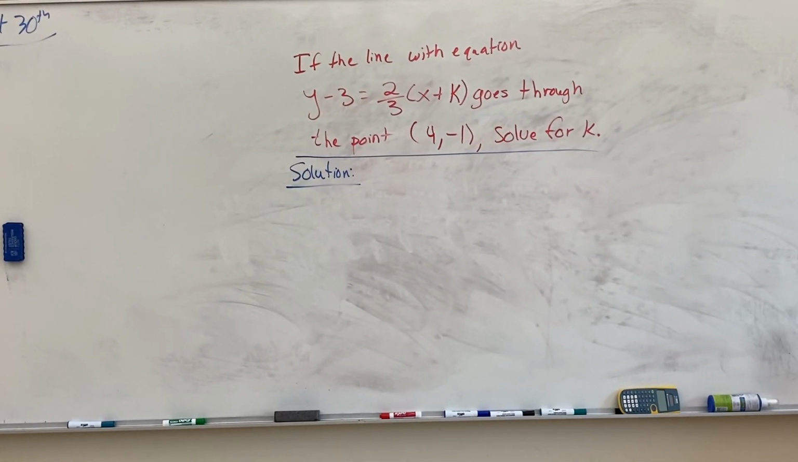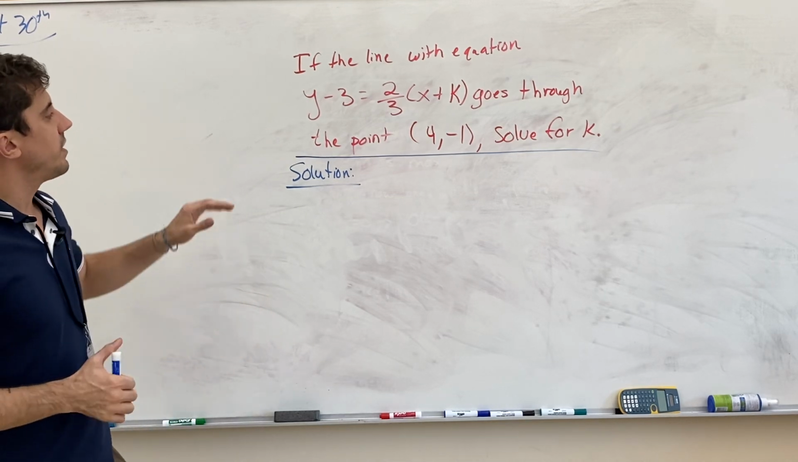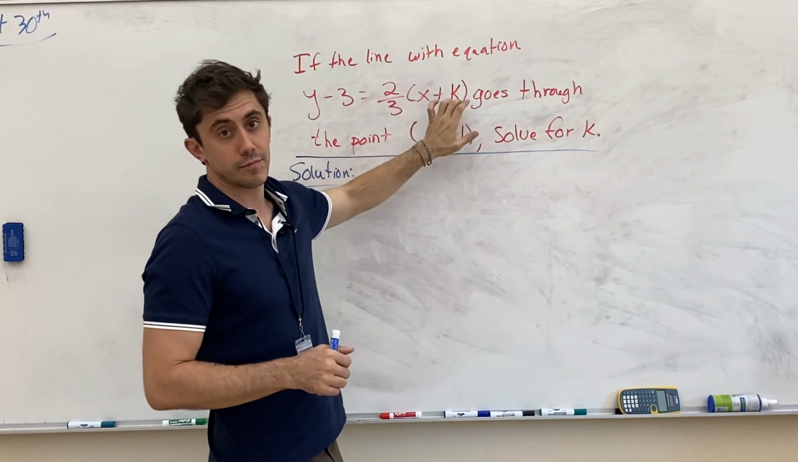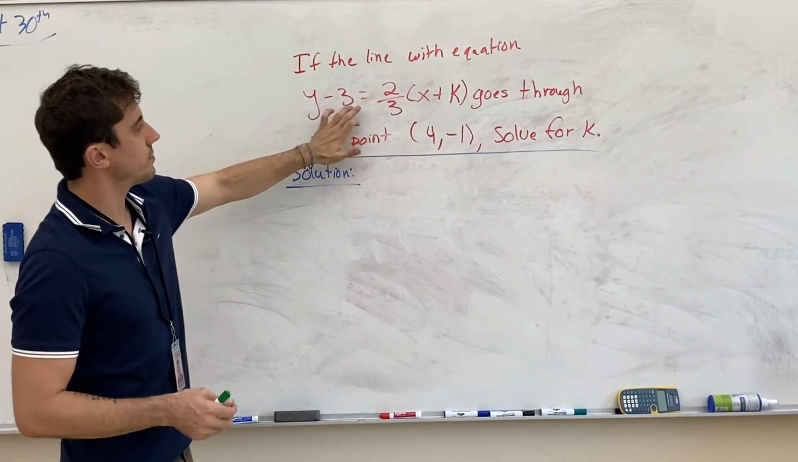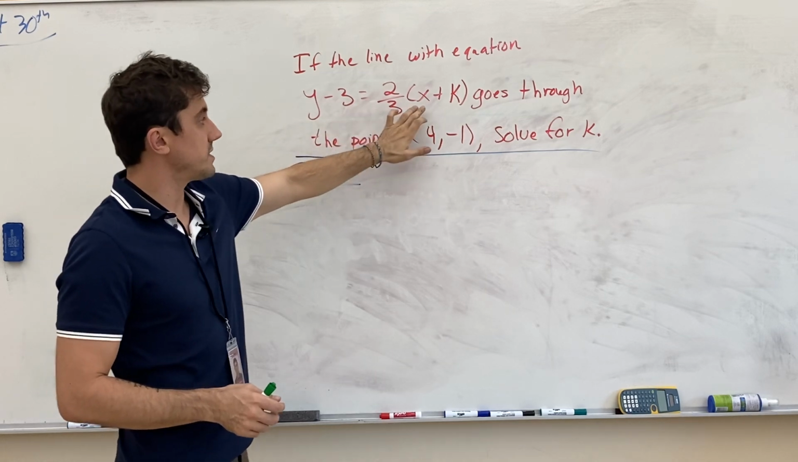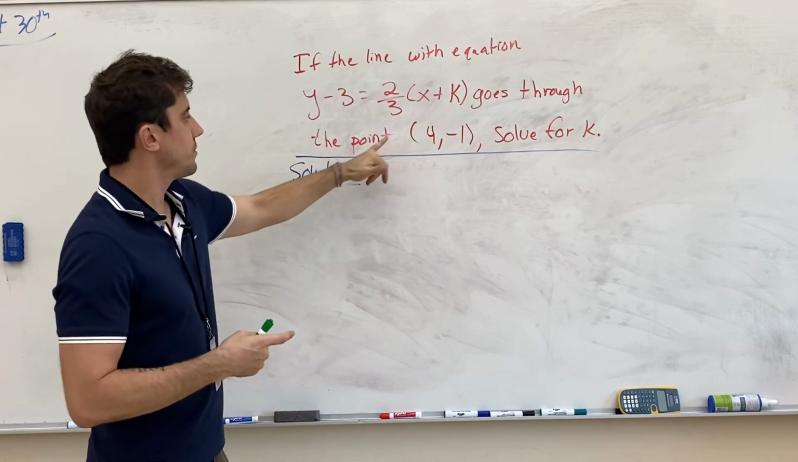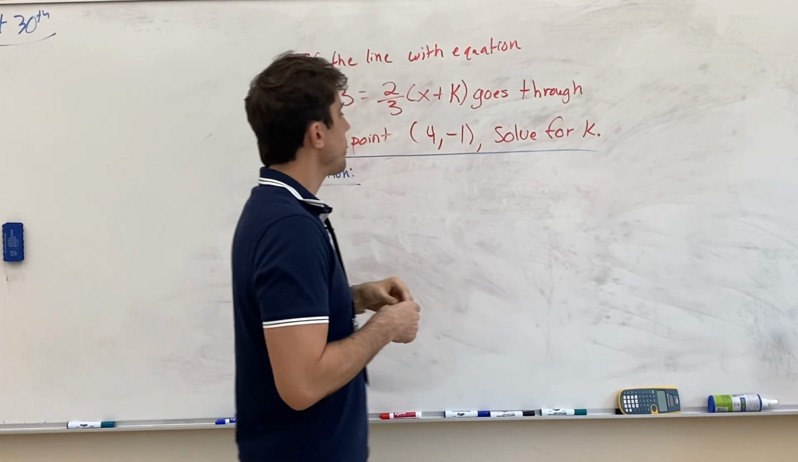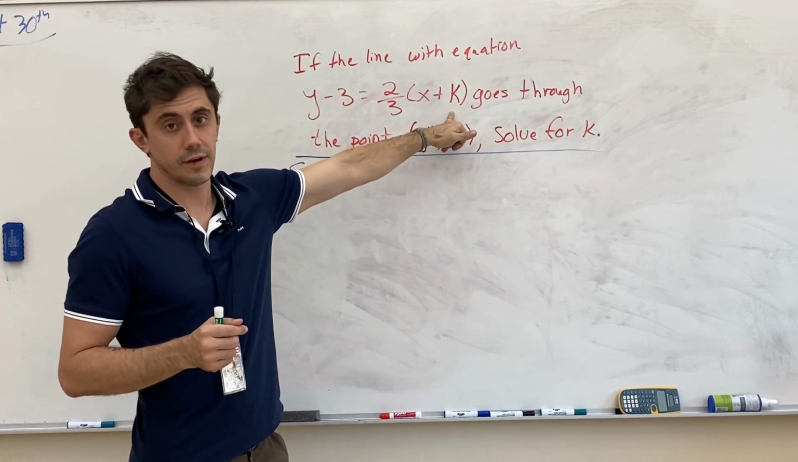Good afternoon, everyone. Today we're going to look at a problem involving linear functions, and we're looking at the equation of a line in point-slope form, okay? So we're told that a line with the equation y minus 3 equals 2 over 3 times x plus some value k goes through the point (4, -1), so we know a point that is actually on the line, and we're asked to solve for the value of k, okay?